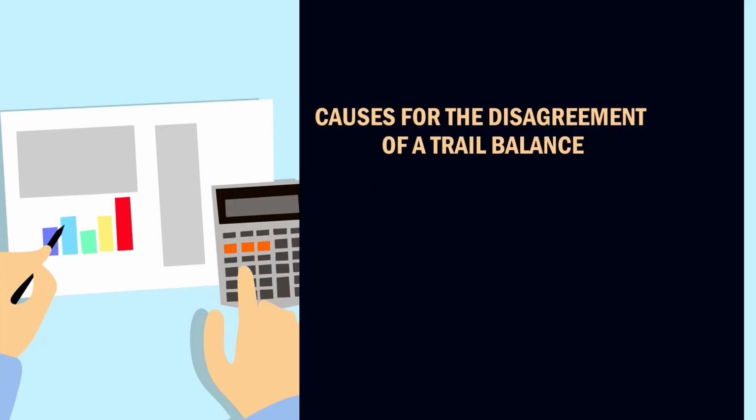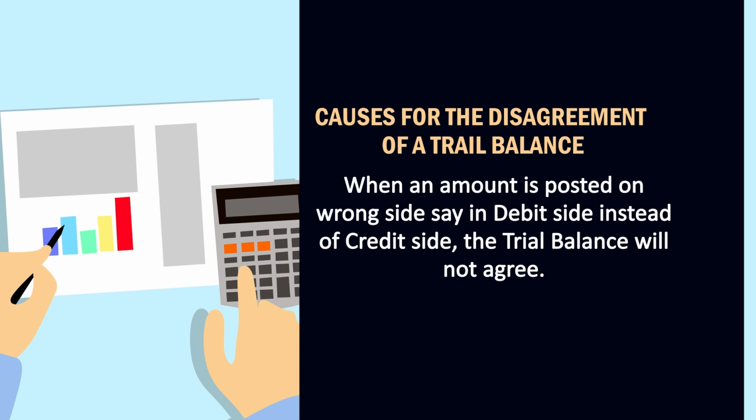So, here the wrong amount has been recorded in the purchases account, that is, in one ledger the wrong amount has been recorded, but in the other ledger the right amount has been recorded. So, due to the wrong amount posted in the ledger, the trial balance will not agree. Then the next one is, when an amount is posted on the wrong side, say in the debit side instead of the credit side, the trial balance will not agree.